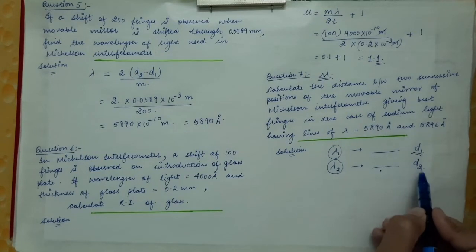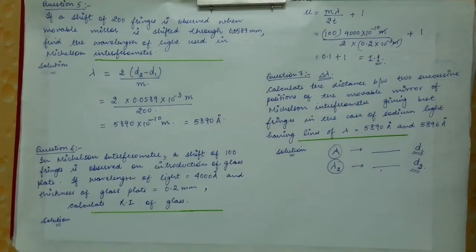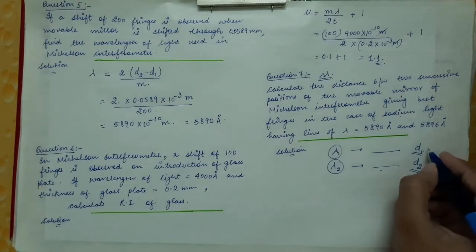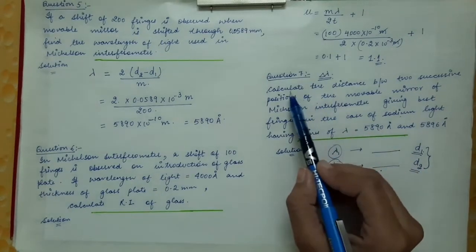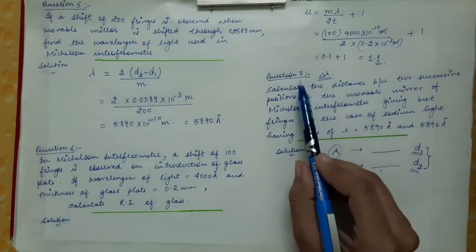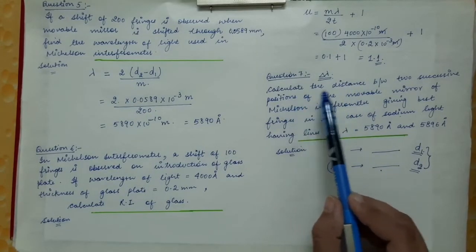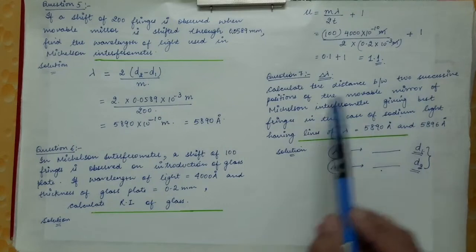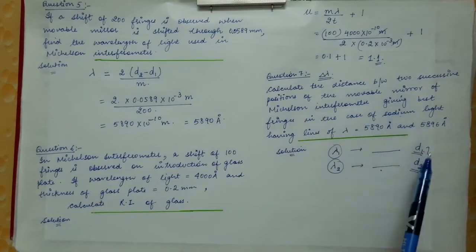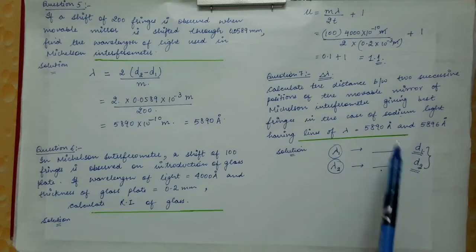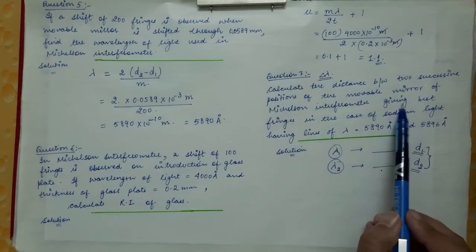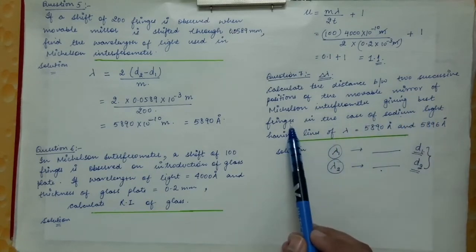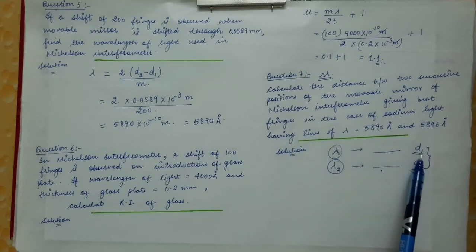So we get two distances of the mirror M1 where we get distinct fringes, and the difference in the two distances has to be calculated in this numerical. We are asked to calculate the distance between the two successive positions of the movable mirror. So we have two successive positions of the movable mirror, and we have to find the separation, D1 minus D2, giving the best fringes. Best fringes means giving the distinct fringes. That is, at these distances, the fringes are distinctly observed.